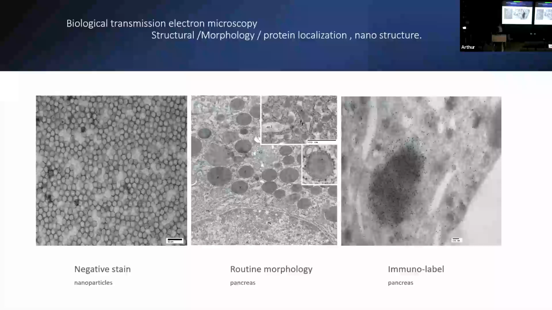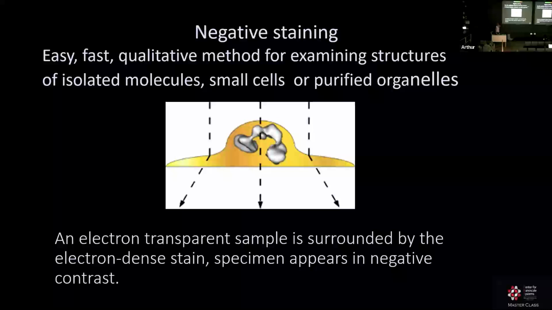So the primary methods that we're using in bio-TEM are negative staining, routine morphology. We could do protein localizations with immunolabeling. And now with cryo-TEM, we can start looking at nanostructures of purified proteins. Negative staining, we'll start there.